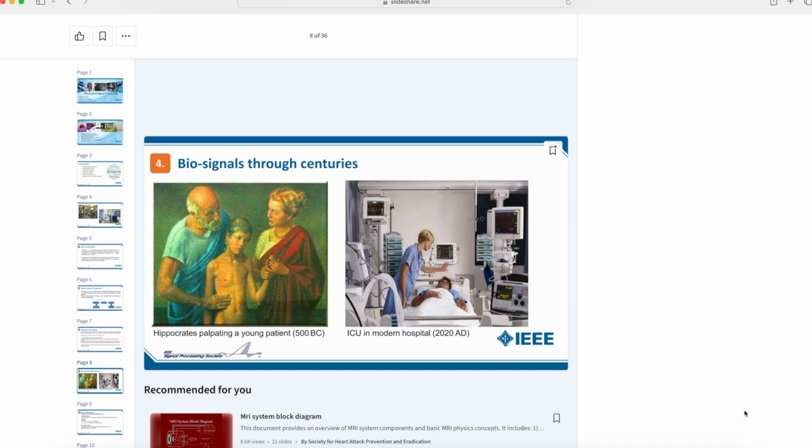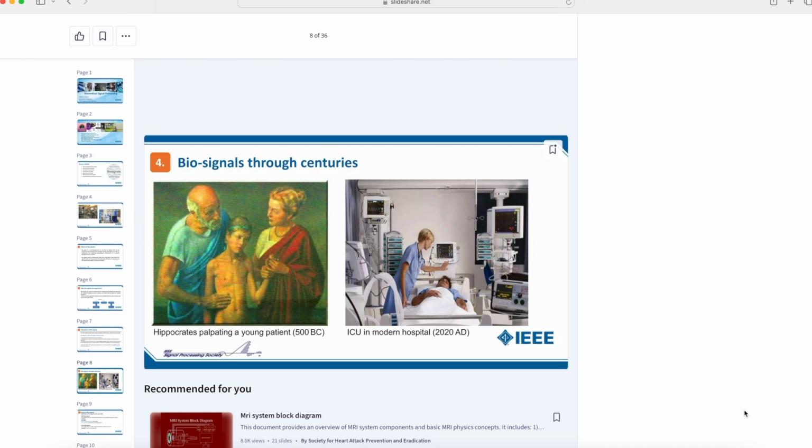Biosignals through centuries. And you can see these two lovely images, the one on the left from 500 BC and the one on the right from an ICU in a modern hospital.